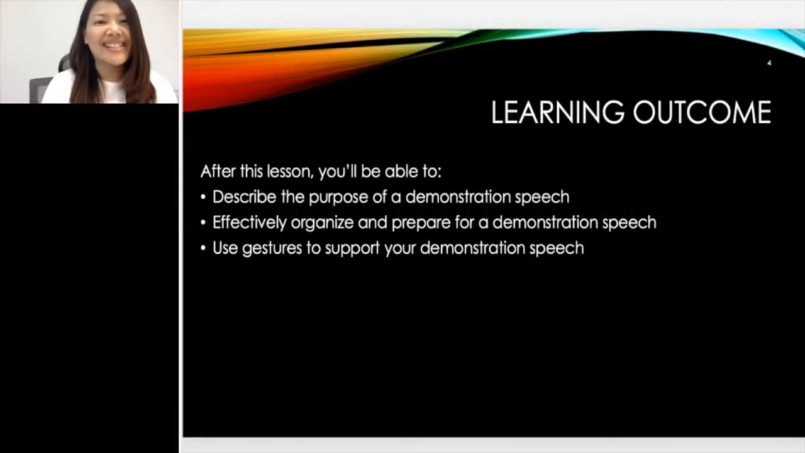Okay, let's do it. After today's session, you'll be able to describe the purpose of a demonstration speech and effectively organize and prepare for the demonstration speech. Most importantly, we're going to teach you a secret tip: how to use gestures to support your demonstration speech.